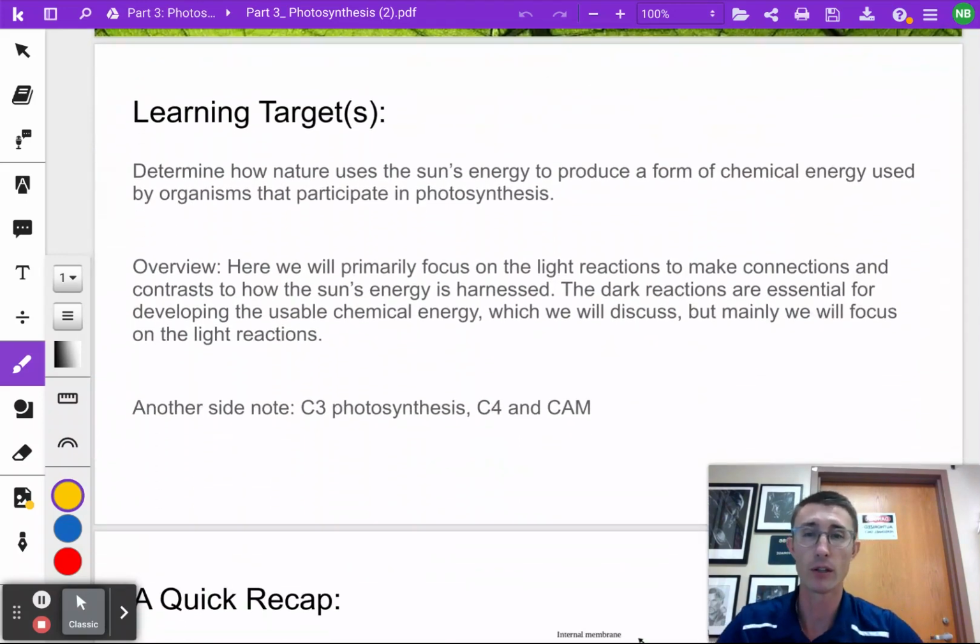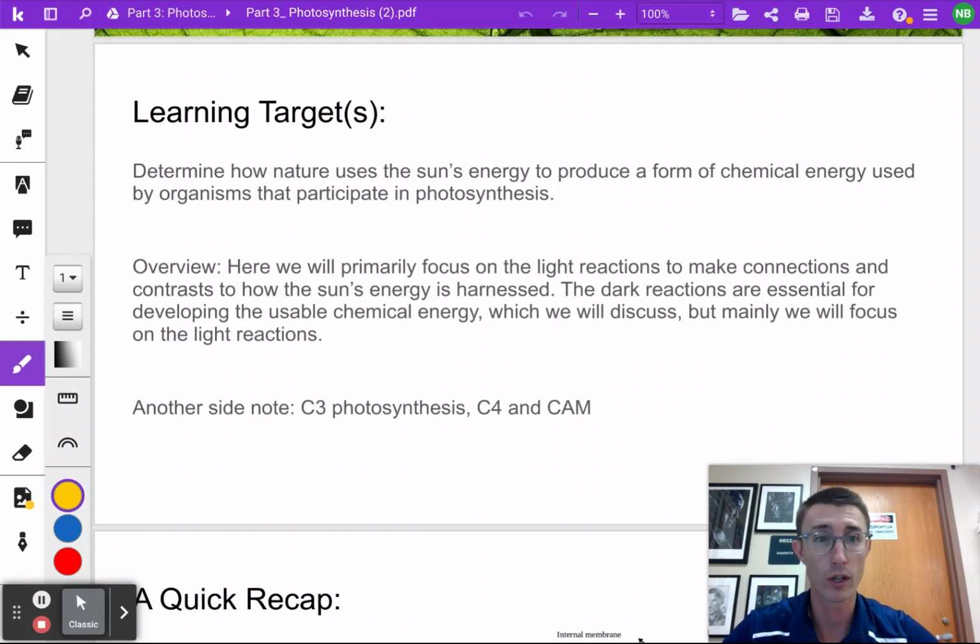Okay, a couple different things to look at and think about before we get started. What's our goal here is to determine how nature uses the sun's energy to produce a usable form of chemical energy. So, how does it produce something like an ATP molecule? We're not going to look at this in the context of combined with cellular respiration, but we're going to focus primarily on photosynthesis and primarily on the light reactions and how this is creating chemical energy from solar energy.